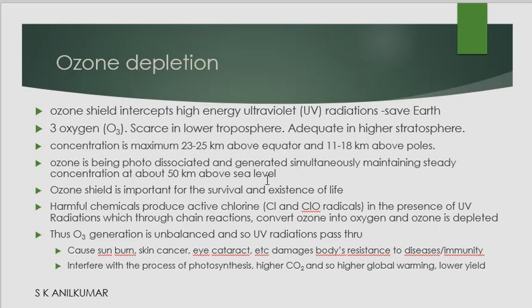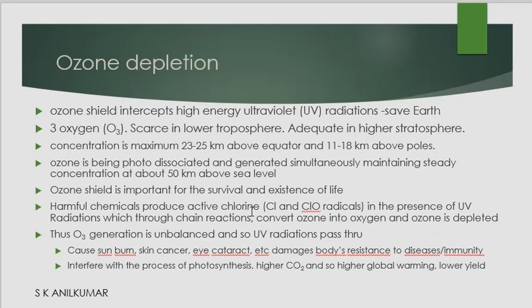The dissociation and generation in the presence of normal ultraviolet radiation of the sun, in normal circumstances, is in balance and the concentration is maintained. But in an abnormal situation where the presence of active chlorine or chlorine radicals is more, they will cause a chain reaction, causing more dissociation, causing lesser ozone and more oxygen in the layer. So what will happen? The ozone availability or the ozone generation will be unbalanced. So it will result in what?